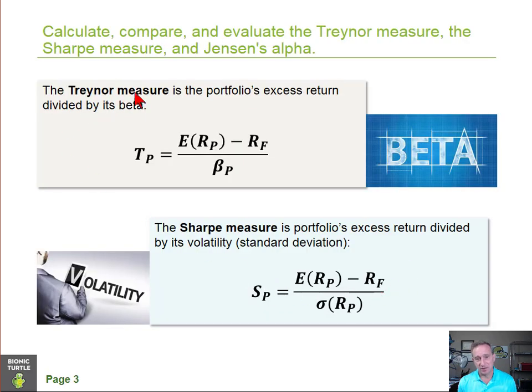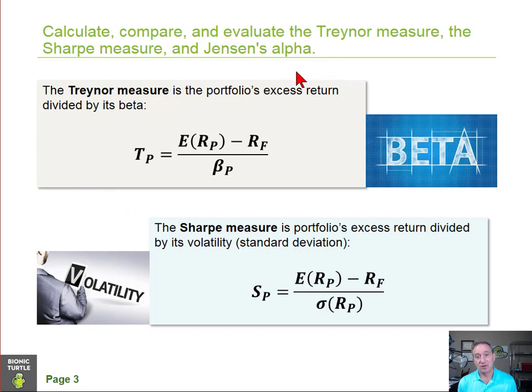So I'll start with the first of the two learning objectives, which asks us to calculate, compare, and evaluate the Treynor, the Sharpe, and the Jensen's alpha. And so you notice we have three action verbs here. Calculate, compare, and evaluate. That's a pretty comprehensive action verb statement. And so it really is asking us to understand these measures and be able to apply them.